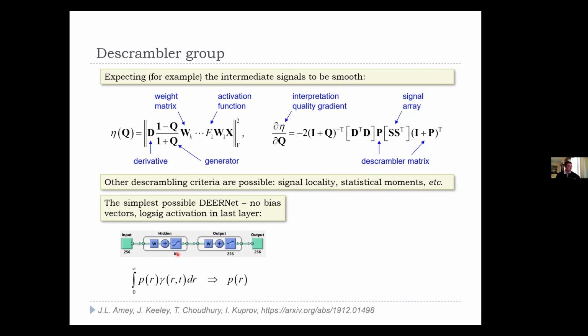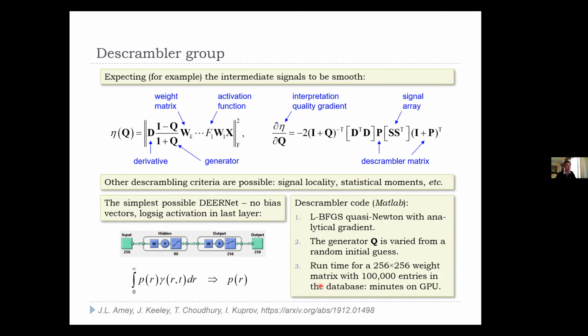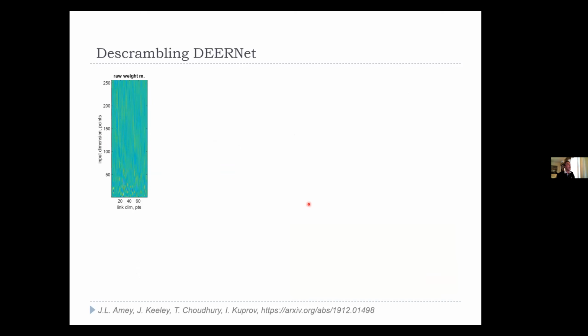So we took the simplest possible DEERNet, vector in times a matrix through the function times another matrix, vector out, and wrote the code which we call the Descrambler group. Essentially, it's an LBFGS quasi-Newton minimizer for this, and the generator is varied from a random initial guess against the simultaneous smoothness of about 100,000 signals from the database. Anyway, that is the original weight matrix.